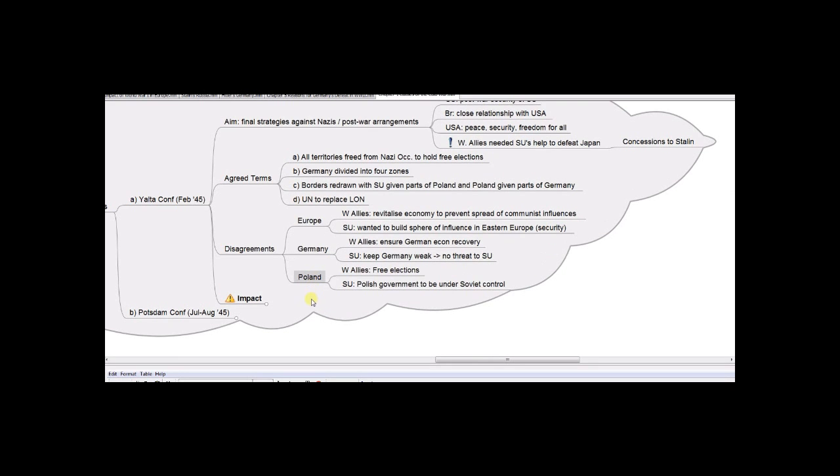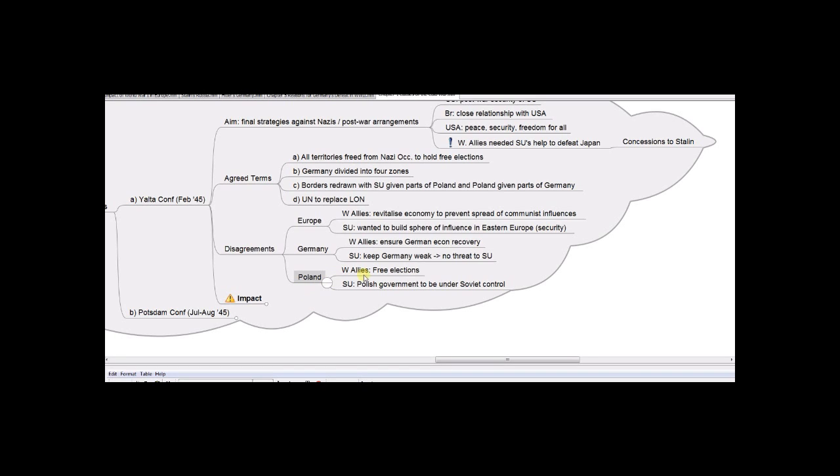And finally, on the issue of Poland, the Western Allies, remember, because Poland was freed from Nazi occupation, wanted to ensure that free elections would be held in Poland itself. So essentially to allow the Polish people to choose their own government. However, the Soviet Union didn't really agree with this. They wanted the Polish government to be under Soviet control.